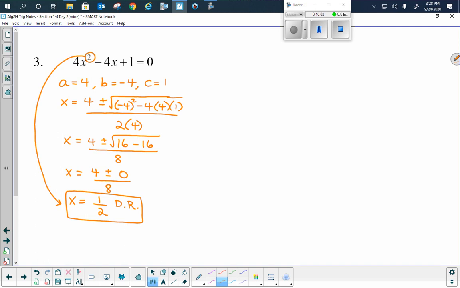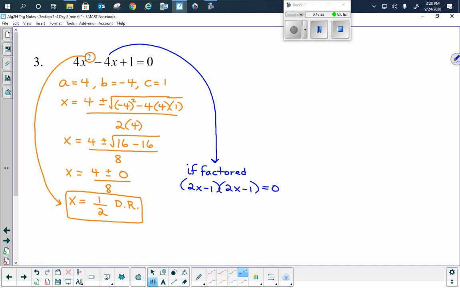So if we had factored this guy at the start, wouldn't this have factored into 2x minus 1 and 2x minus 1? 2x minus 1 quantity squared? So if you set each factor equal to 0, wouldn't you get x equals 1/2 twice? Okay, so that should help convince you that, yes, you do get 1/2 twice.